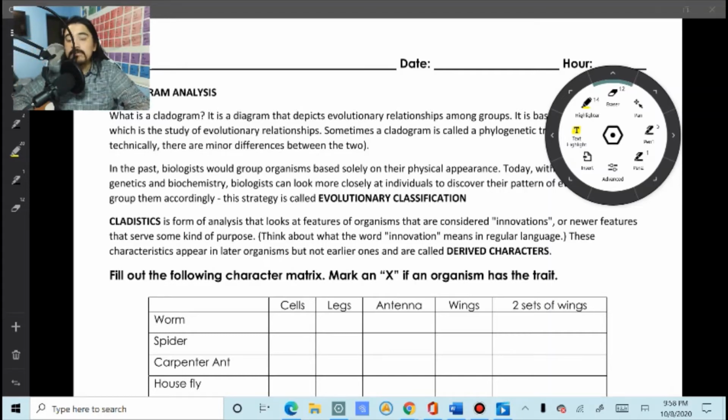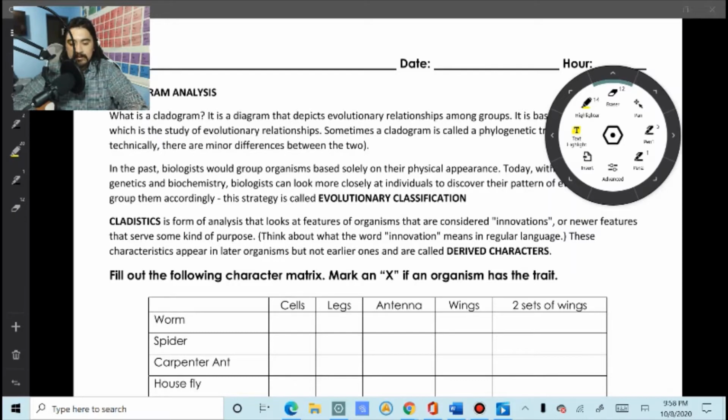So the reason why you're watching this video is probably because you're having trouble understanding how a phylogenetic tree works or classification in general. So follow along with me as we go through this worksheet so you can get some answers to your questions and hopefully it makes more sense by the end of it. So please read along with me as I go.